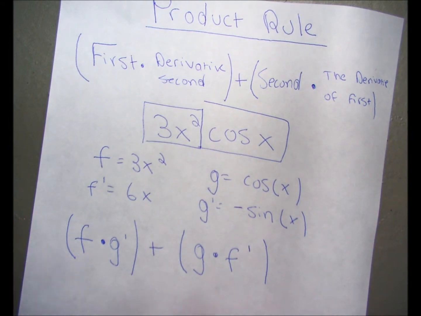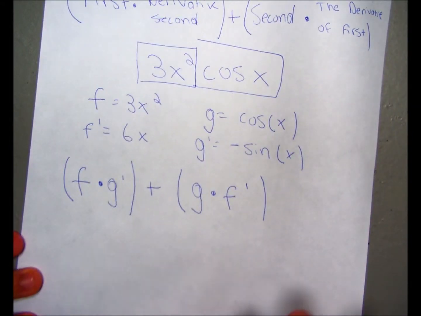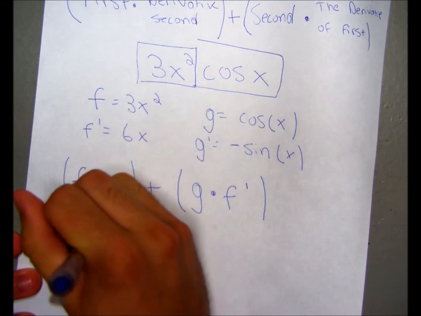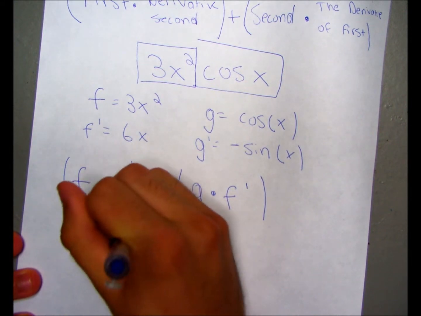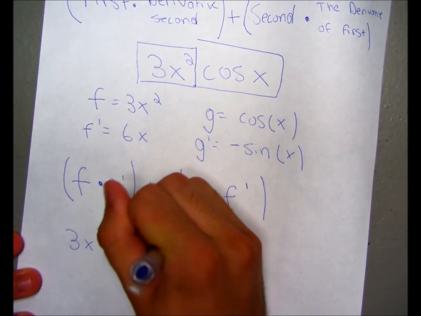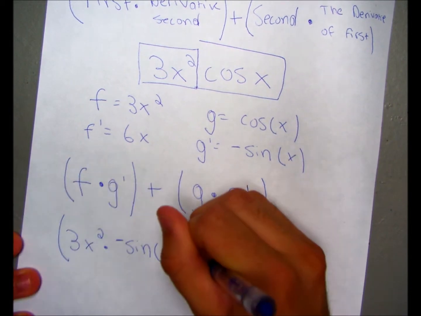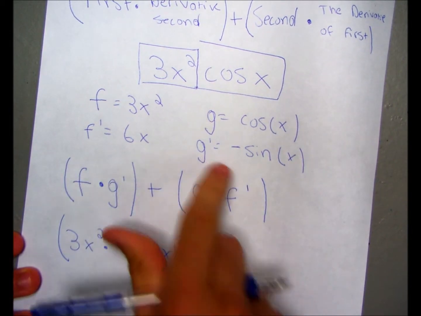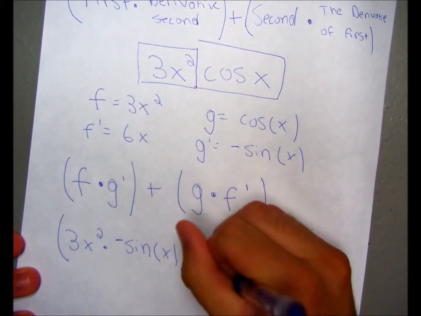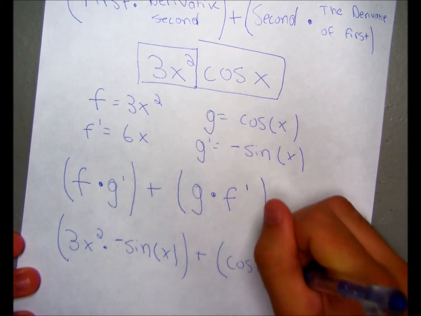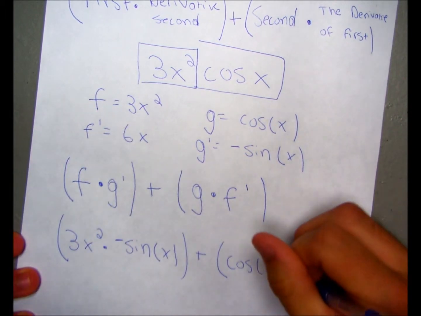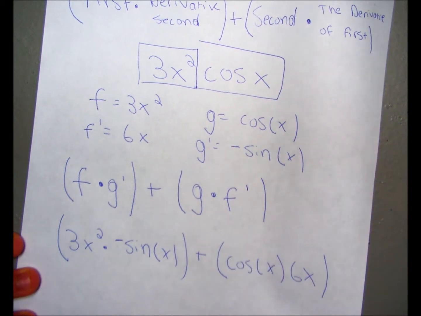Now that we have all this written down, it's as simple as plugging it in. So we've got 3x squared times negative sine of x. Add that to the second, cosine of x, times the derivative of the first, 6x. That's how you do the product rule.